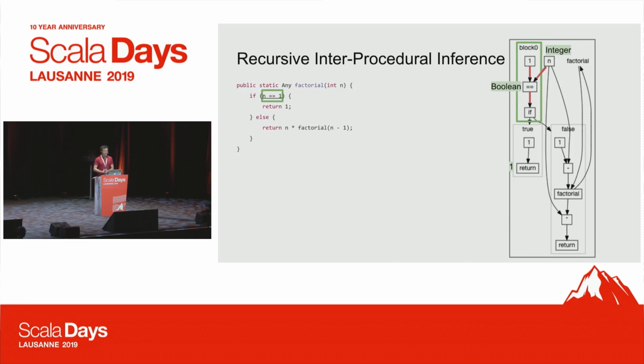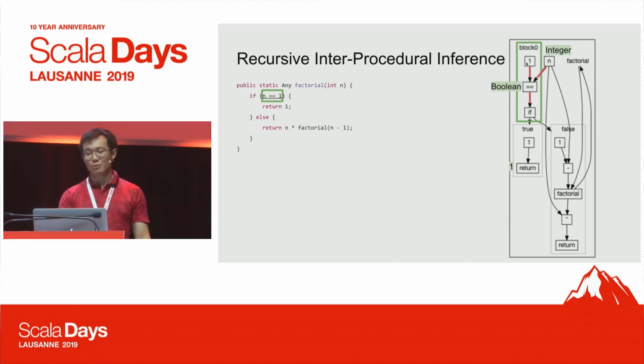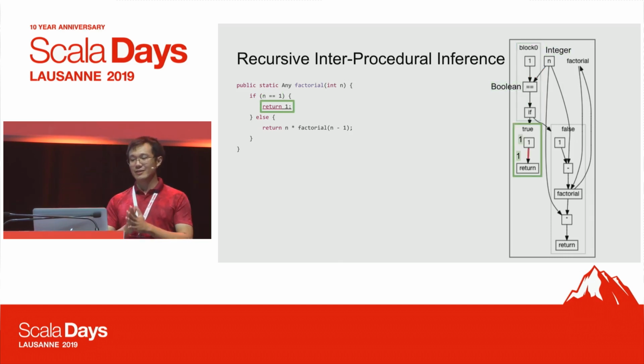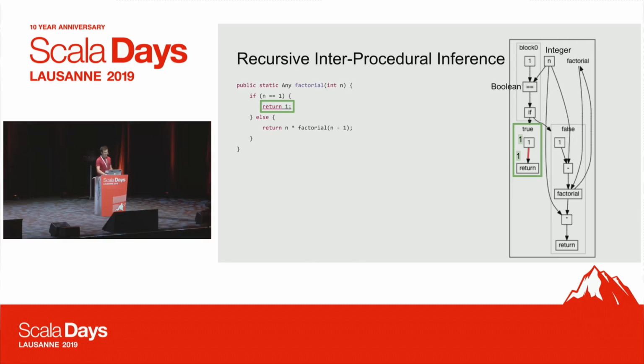So we start off at block 1 again. In this case, the first block we see is n double equals 1. 1 is 1, n is integer, double equals of 1 and an integer is a Boolean. We don't know whether it's true or false yet. Because it's a Boolean, we have to consider both cases. So the true case is easy, we return 1. So 1 is 1, return is 1.